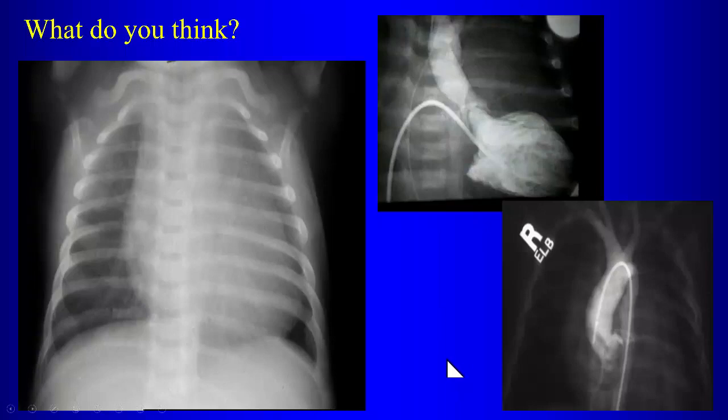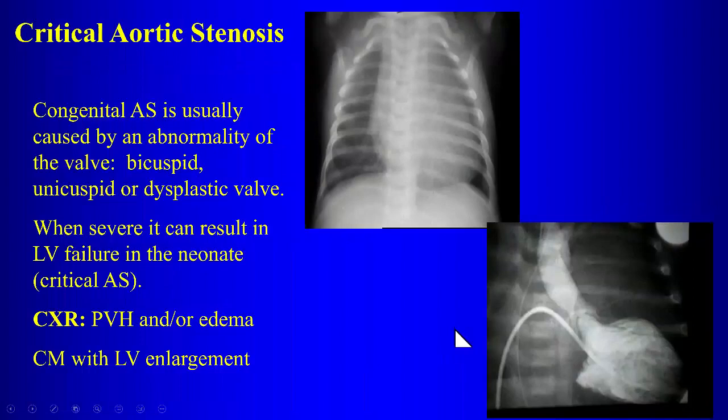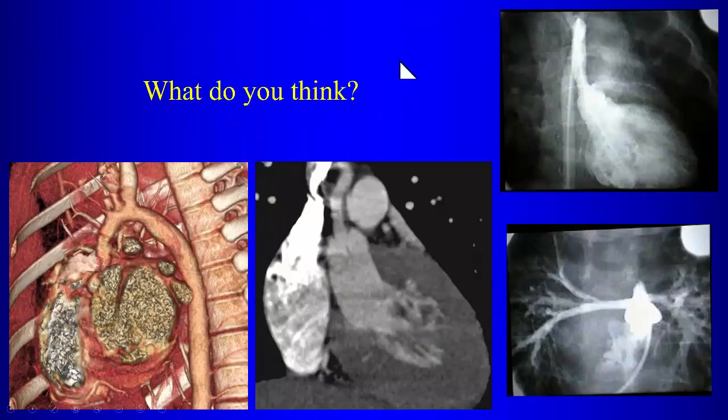So stenosis lesions or congenital stenosis of the aortic valve can give you obstruction and will give you a big heart and can result in failure, okay? So congenital aortic stenosis usually is because of some malformation of the aortic valve. So bicuspid, unicuspid, or dysplastic. The younger the patient, the more severe you consider the valvular abnormality. So in very young patients, a unicuspid aortic valve can give you severe aortic stenosis. And then, of course, if it's severe enough, that will result in pulmonary venous hypertension, failure, and cardiomegaly with left ventricular enlargement. Okay?